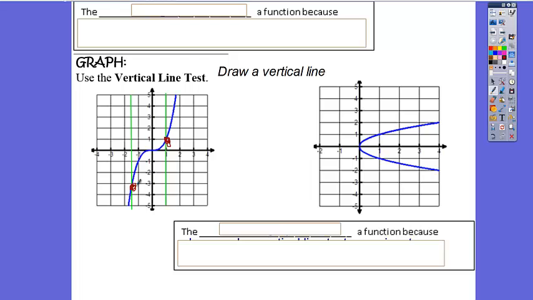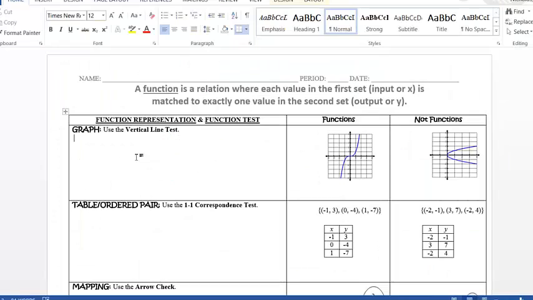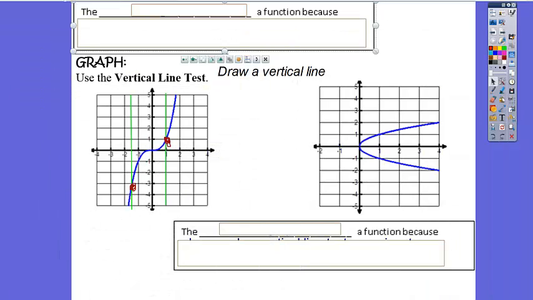So go ahead and pause the video. Make sure you have your notes, the vertical line test, and write your sentence in this blank space. What is right here, we will copy, and you will put that in this blank here. You'll fill in yourself: the first graph is or is not a function because of what. So pause the video now.